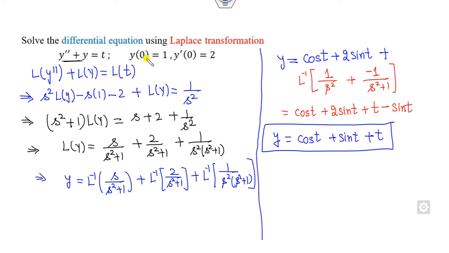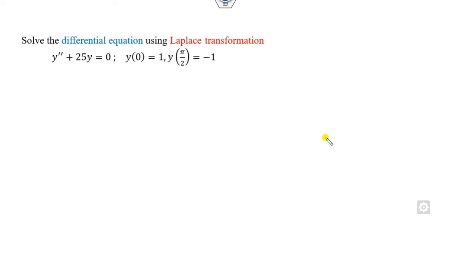And you can again see that y of 0 is 1: cos 0 is 1, sine 0 is 0, so it is 1. What is y dash? Minus sine t plus cos t plus 1. So clearly at 0, it is 1 plus 1, which is 2. You can always check your answer in the examinations.